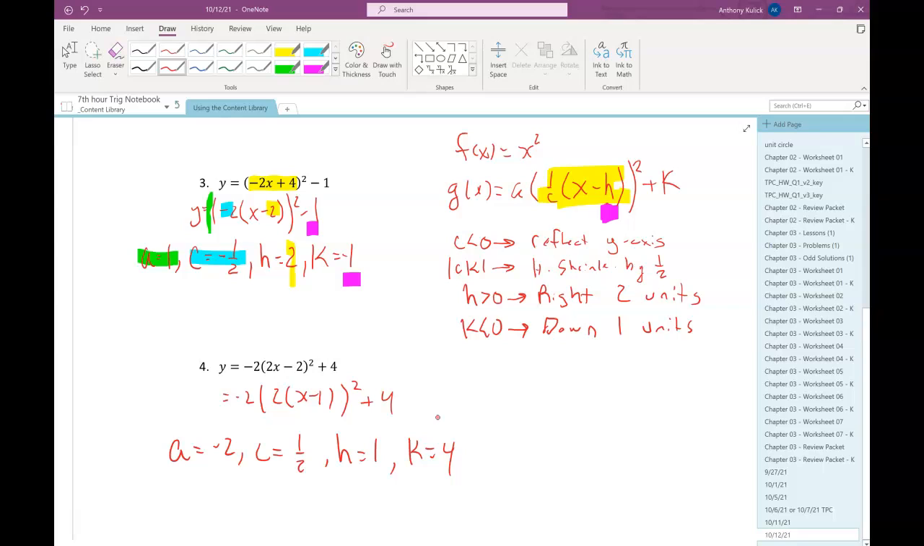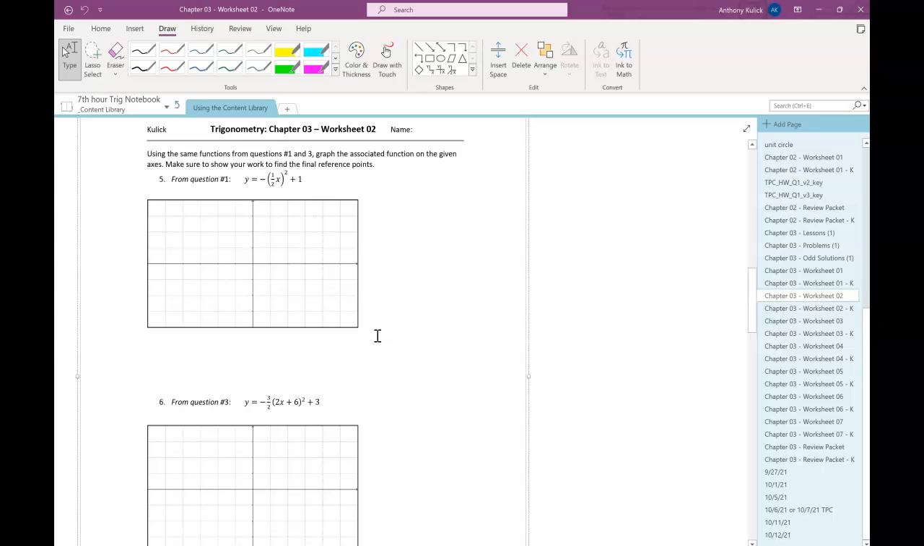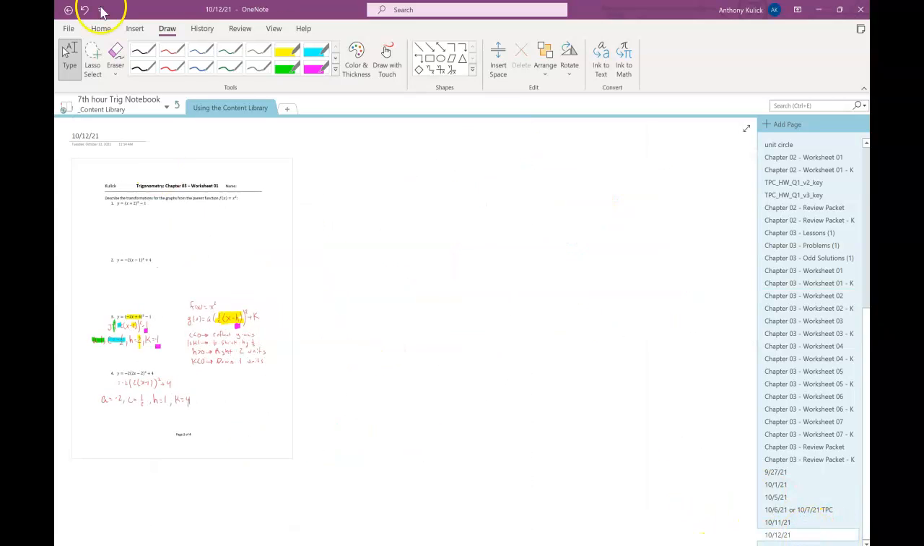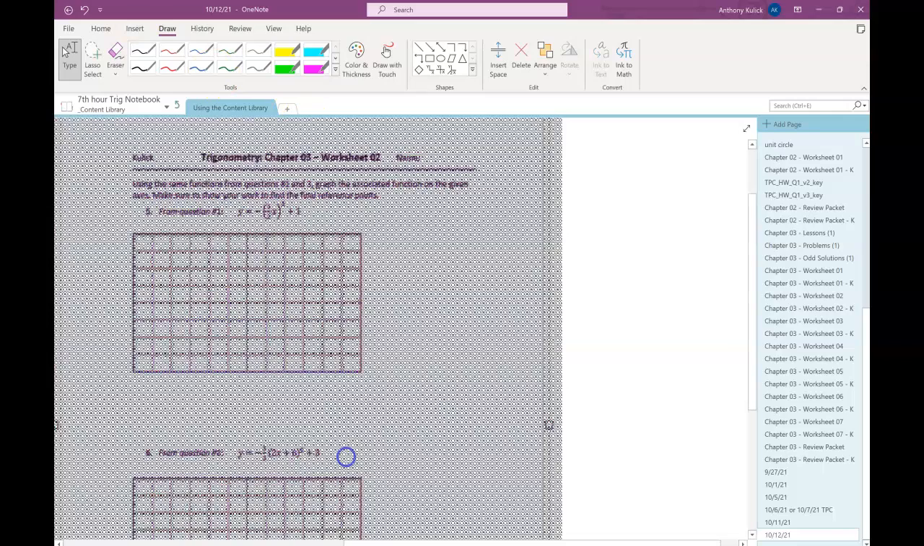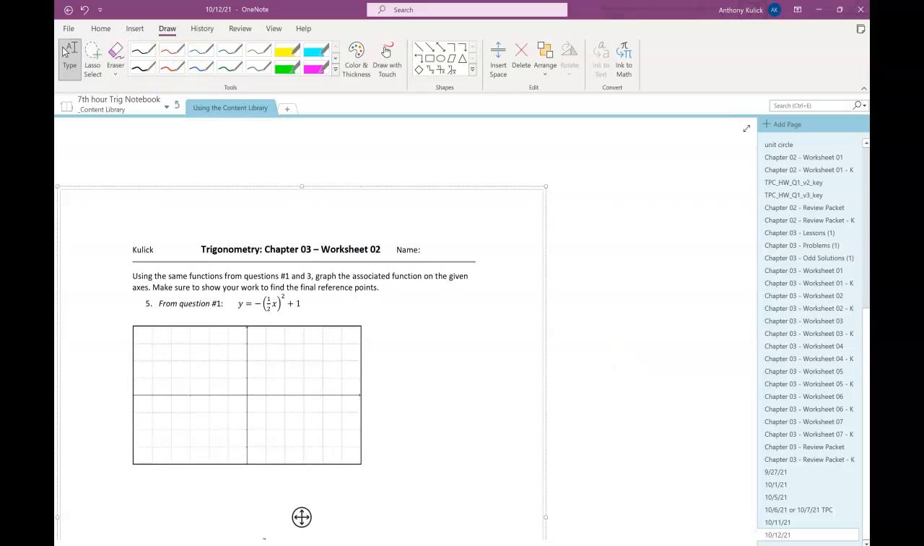Who's next? I have a question on worksheet 2. Yeah, let's do it. Worksheet 2? Can we go over either number 5 or 6? Those are a little confusing for me. I don't know what to do. Sure. Oh, okay.